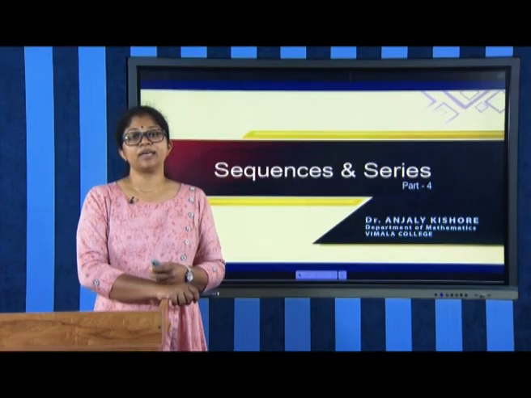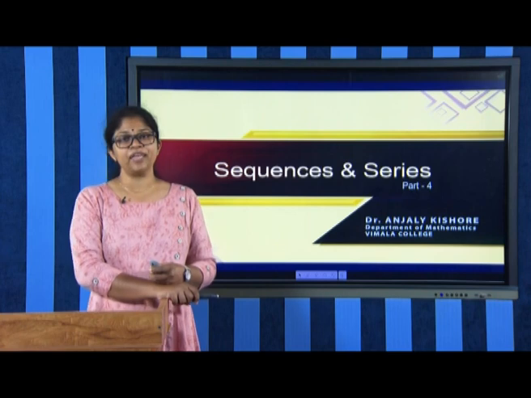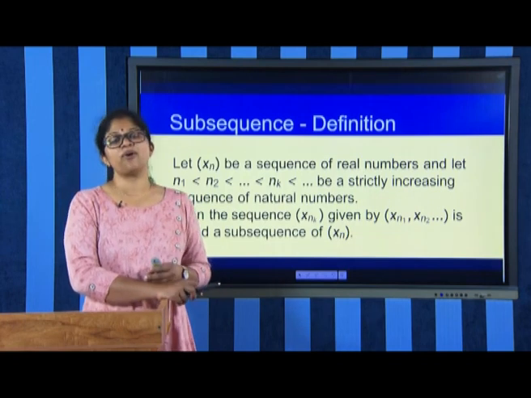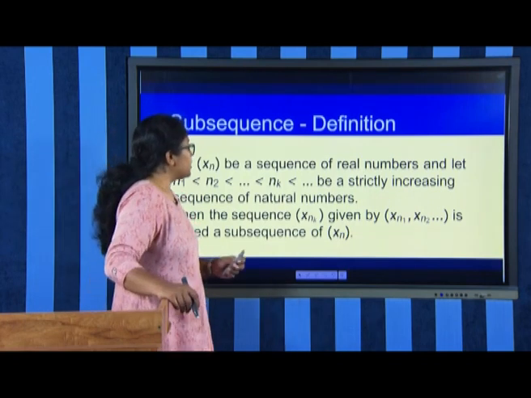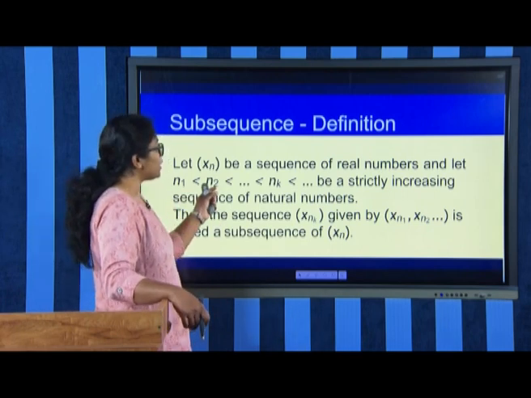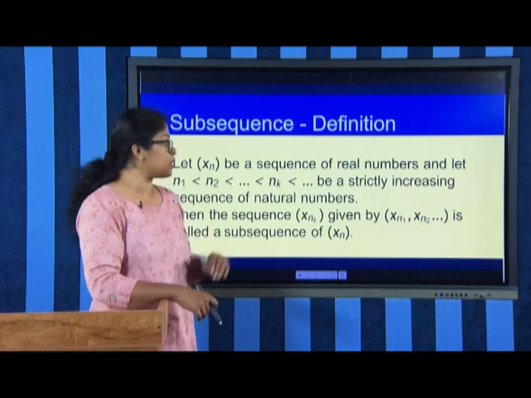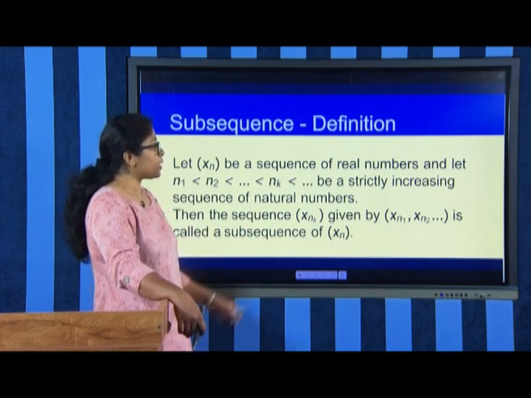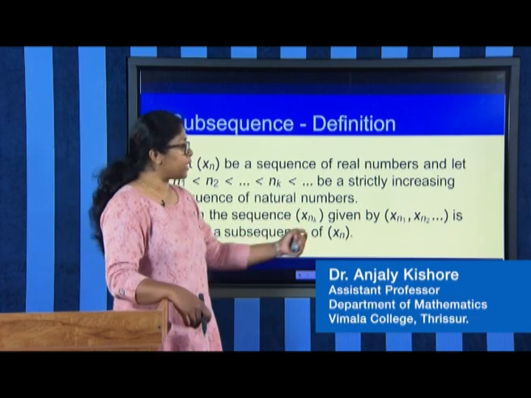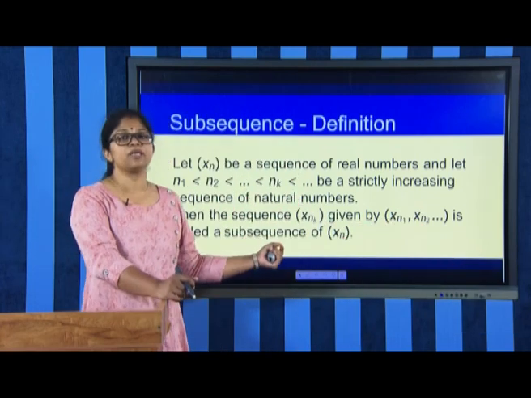So, having done the convergence of sequences and the monotone convergence theorem, we are now in a position to define the subsequence of a sequence. Let xn be a sequence of real numbers, and let n1 less than n2 less than etc. less than nk etc. be a strictly increasing sequence of natural numbers. The corresponding terms xnk, given by xn1, xn2 etc., are what is called the subsequence of the sequence xn.